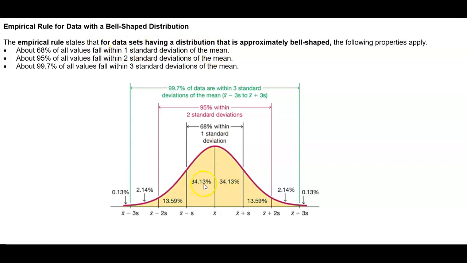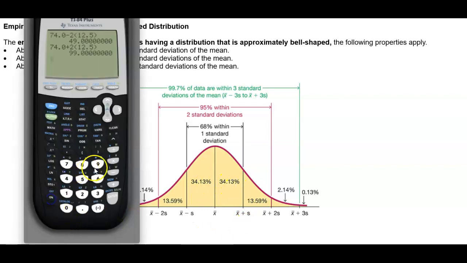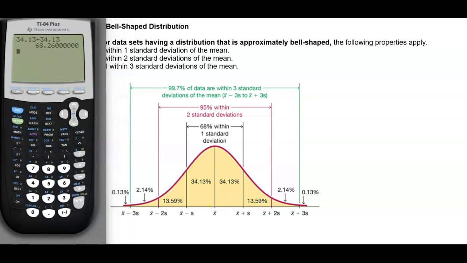So here are our numbers. You see 34.13 and 34.13. Let's add those together. So if we get 34.13% plus 34.13%, that gives us approximately 68%. That's why we're saying that this is 68% within 1 standard deviation from the mean.